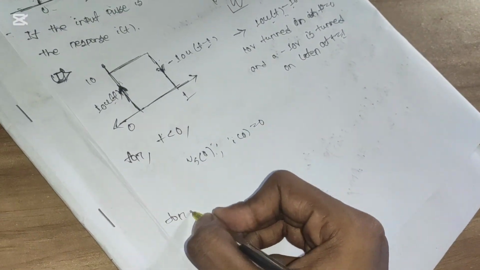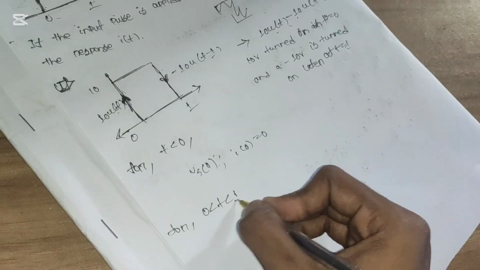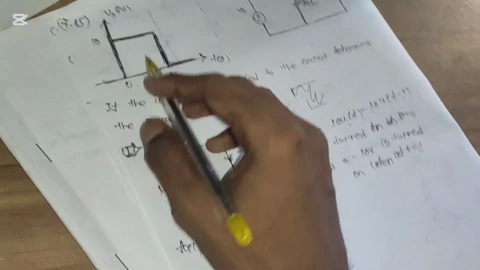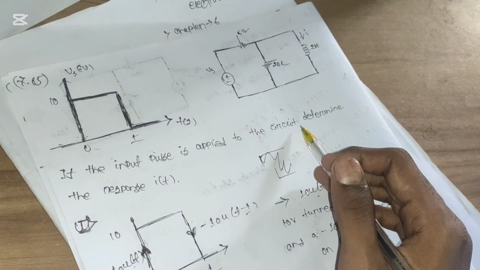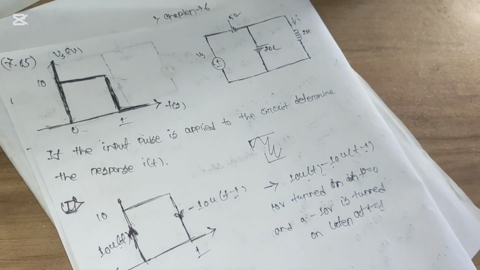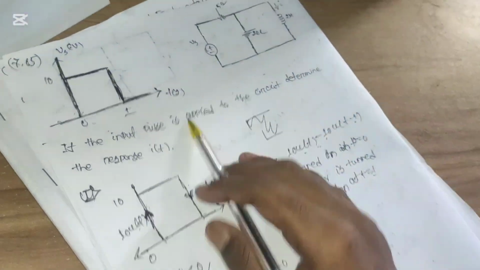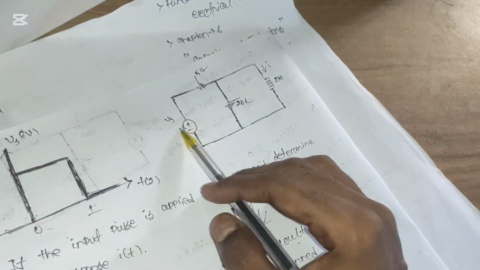For 0 to t to 1, for this range, the whole circuit will be in steady state mode. And the voltage will be what? Voltage will be 10 ampere, right? Sorry, 10 volt. The voltage will be 10 volt.